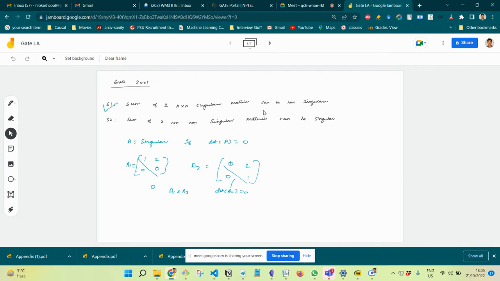Now, to prove statement 2, what are they saying? Sum of two non-singular matrices can be singular. That is, you start with two matrices whose determinant is non-zero, but when you add them, the sum becomes singular all of a sudden. That is in fact very easy to verify. Let's take two matrices, A1 equals I and A2 equals minus I. Now, A1 plus A2 will be equal to 0, and thus the determinant is 0. It is always possible to construct matrices whose sum is singular when you start from two non-singular matrices. That is why for this question, both S1 and S2 are correct.